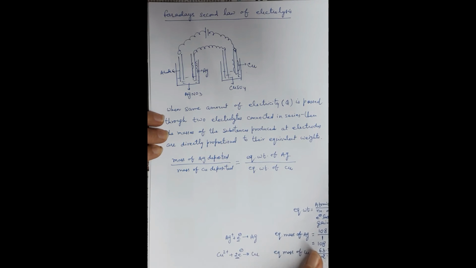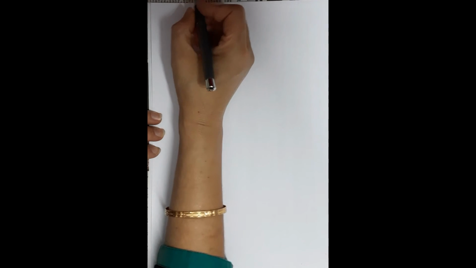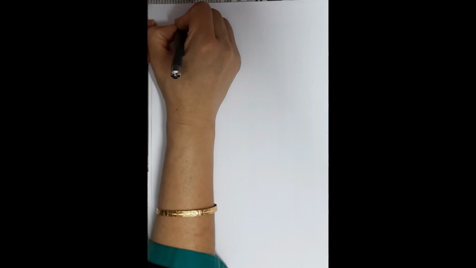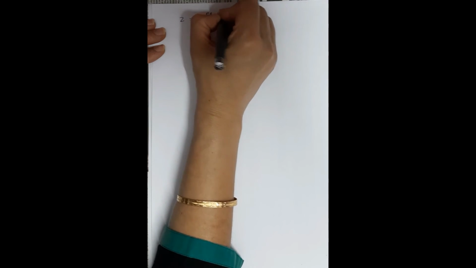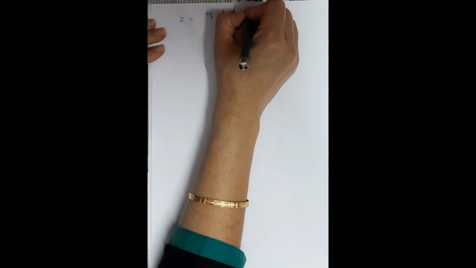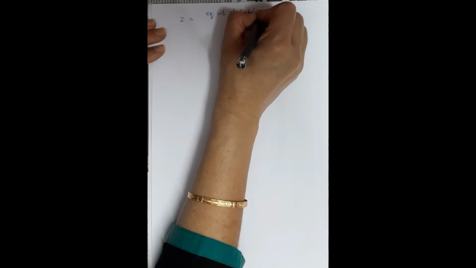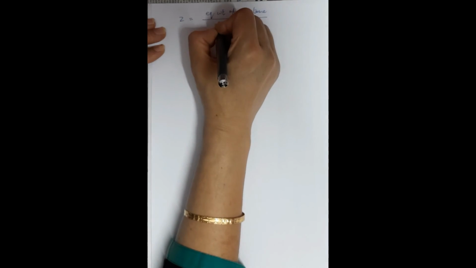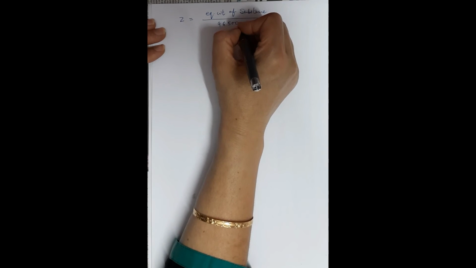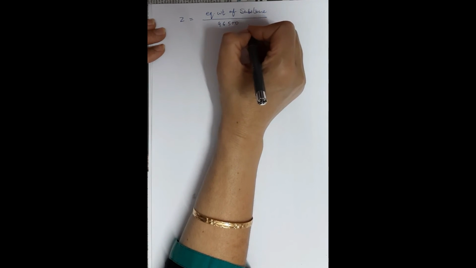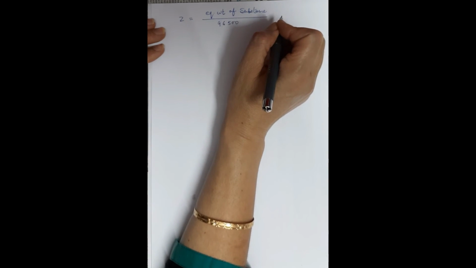Children, I would like to discuss the electrochemical equivalent again, which is Z. You need to learn Z is equal to the equivalent weight of the substance divided by 96500 coulombs. Why am I saying so? Because we know that 1 Faraday deposits 1 gram equivalent of the substance.